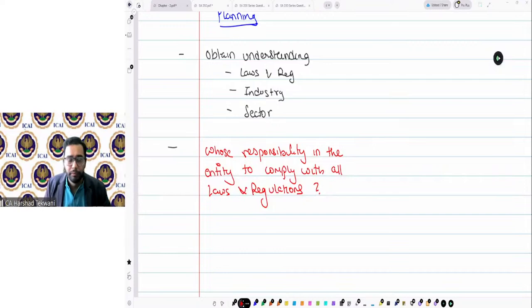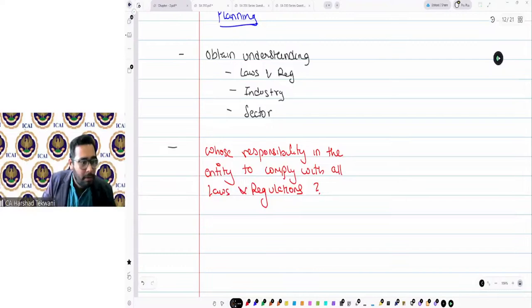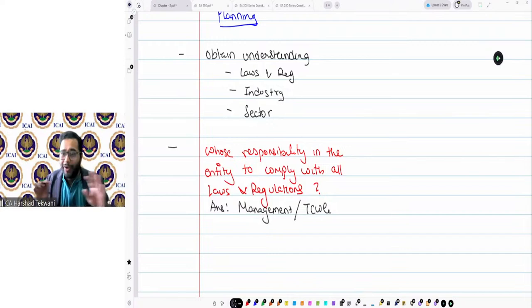So, what do you think? Whose responsibility is it? Management? Very good, it's a management responsibility. The answer is management slash those charged with governance. We will not write only management, we'll write those charged with governance.